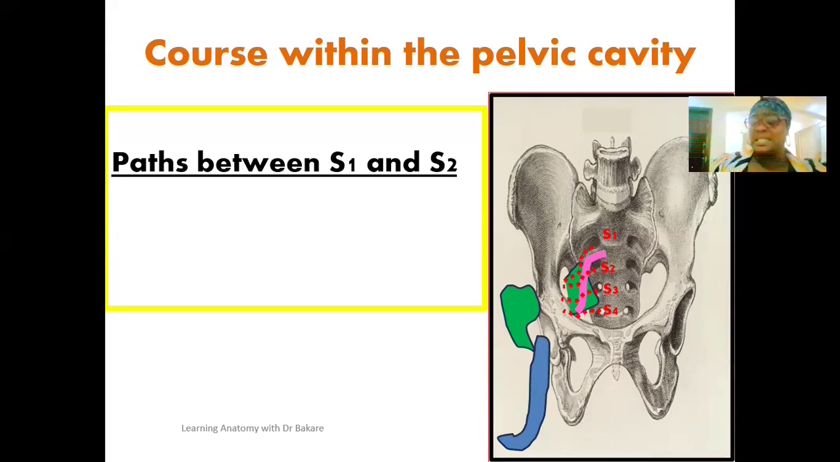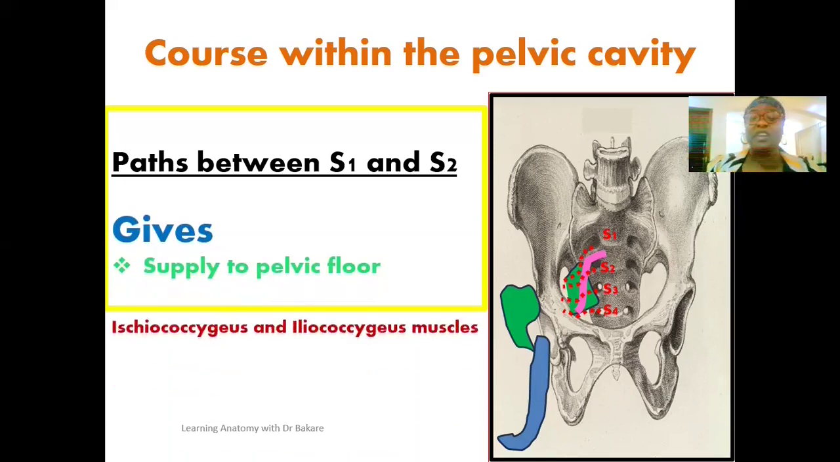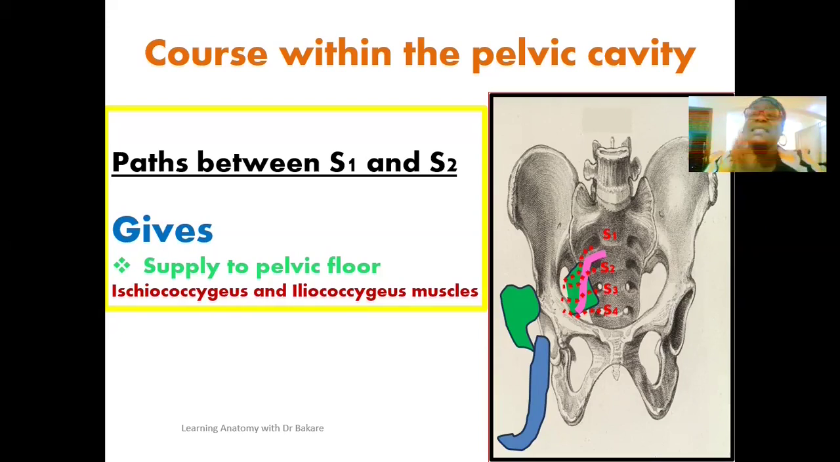Within the pelvic cavity, it is seen to give off branches to supply the pelvic floor. We know that the pelvic floor is made up of a number of muscles, and it lines the inferior limit of the true pelvis where this emergence will occur. So the inferior gluteal artery gives off branches to supply muscles of the pelvic floor. It specifically gives off branches to supply the ischiococcygeus muscle, which of course is one of the pelvic floor muscles, and also the iliococcygeus muscle, which is also one of the levator ani muscles that form the structural component of the pelvic floor.